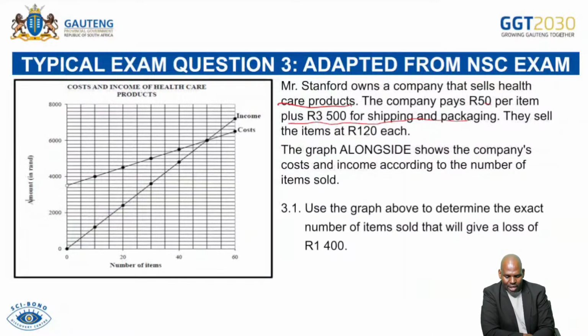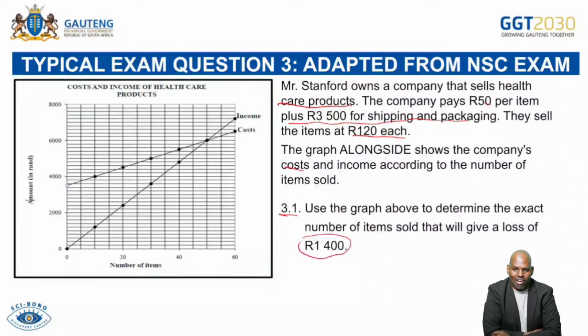They sell the item at 120 Rand each. The graph alongside shows the company's cost and income according to the number of items sold. 3.1. Use the graph above to determine the exact number of items sold. That will give a loss of 1,400. Use the graph above to determine the exact number of items sold. That will give a loss of 1,400.